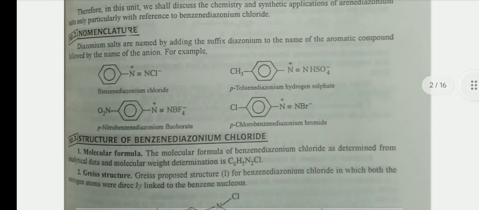Diazonium salts are named by adding the suffix diazonium to the name of the aromatic compound, followed by the name of the anion.